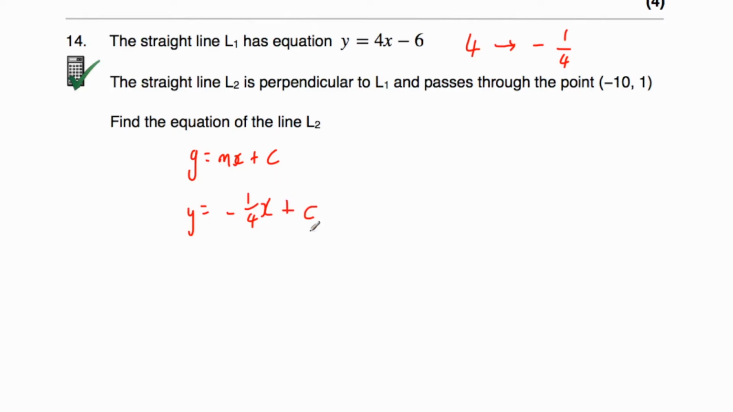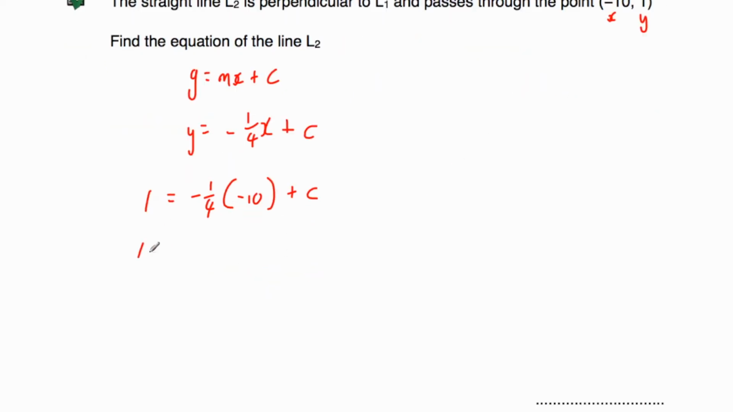Now we just need to find the y-intercept of L2, in other words, where L2 crosses the y-axis. Now we know it passes through the point -10, 1, so x is -10 and y is 1. And if we substitute those values into our equation, y equals -1/4 x plus c, we can then find the c, and then we can then know our equation. So we've got y, which is 1, equals -1/4 x. So we're going to do -1/4 times x, and x is -10, and then plus c.